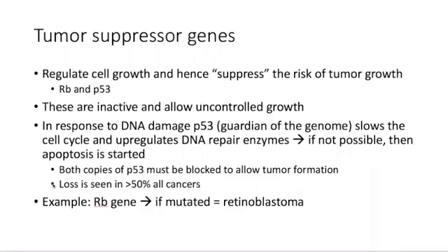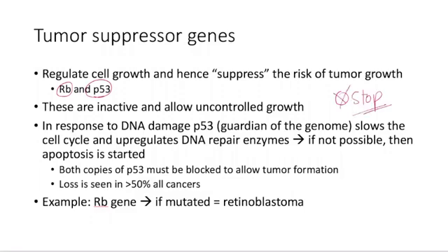Next up is that it evades growth suppressor genes. You turn it on, you should have a way to turn it off. Proto-oncogenes are the way that we turn the cell on. Tumor suppressor genes, if the cell does get this tumor growth, we have two basic suppressor genes that are really high yield when we're talking about tumor suppressor genes, and those are RB and P53. They will regulate cell growth and hence suppress the risk of tumor growth. So if it gets turned on, this is going to try and turn it off. They are inactivated and they allow for uncontrolled growth. So you lose the stop mechanism.